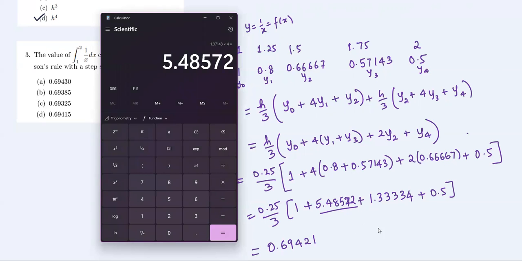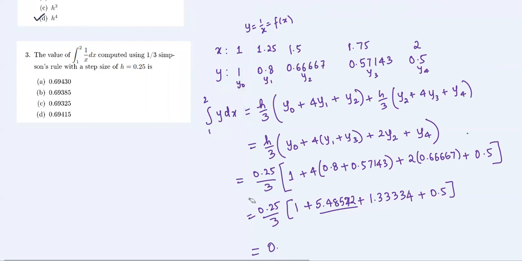5.48572 plus 1.33334 plus 0.5 plus 1, divided by 3 into 0.25. So we are getting 0.69325. Looking at the answer, C is the correct option.